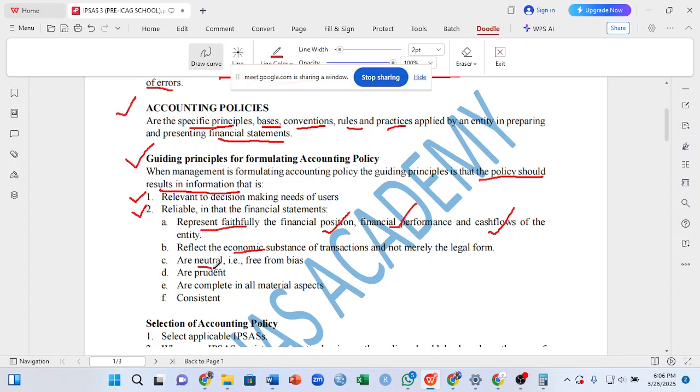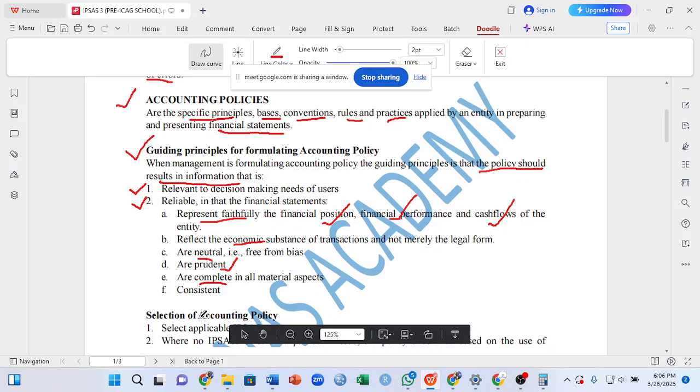And next is neutral. Neutral here means that it should be free from any potential bias. Then prudent. And then next is it should be complete. And then lastly, when you choose an accounting policy, you should be consistent in its use. So the last one is about consistency. These are the guiding principles, which have been examined before in past questions.